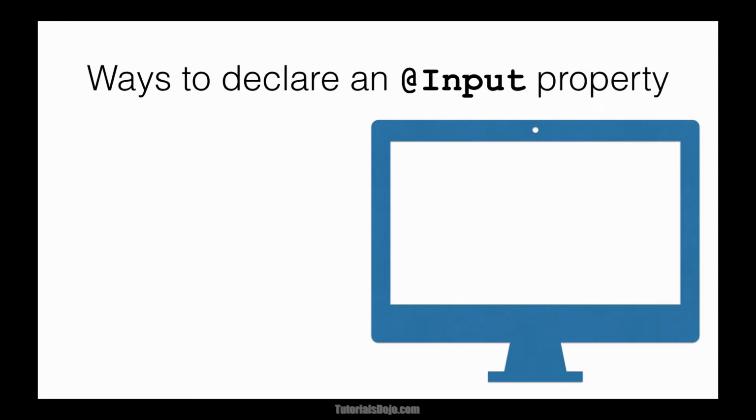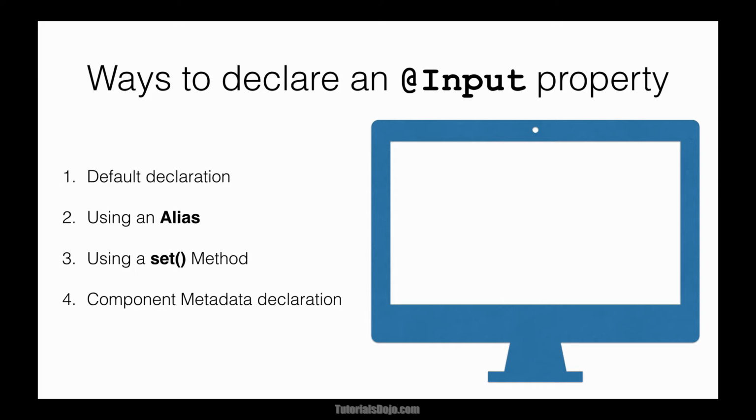In the world of Angular, there are various ways on how to declare an input property, aside from what I had shown you. We have four ways. First, using the default way. Second, using an alias. Third, using a set method. And finally, using the component metadata. The first one is simple. Using the default way, just declare a new variable, let's say title, and then add the @Input decorator on that new variable. So you can enter @Input and then open and close parentheses, title, colon, string, and that's it.